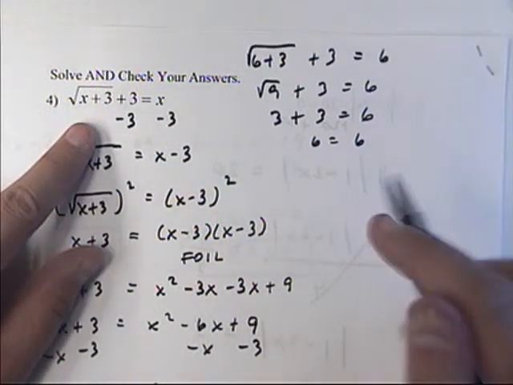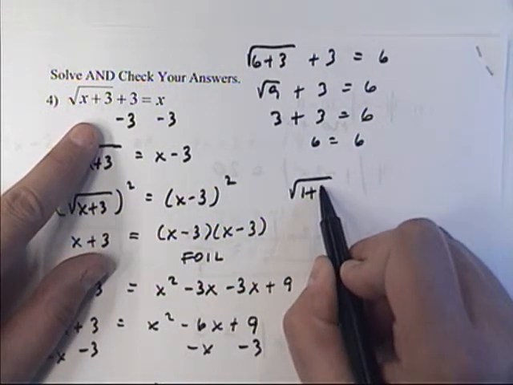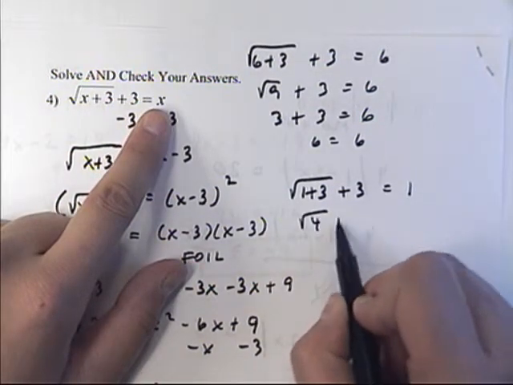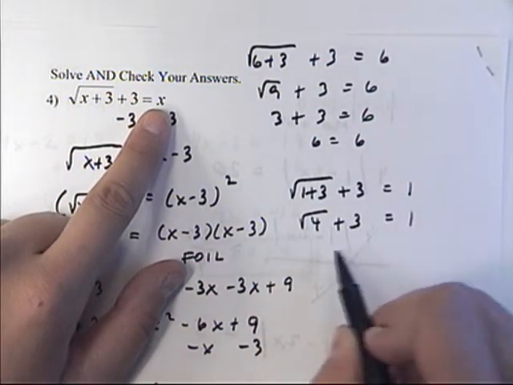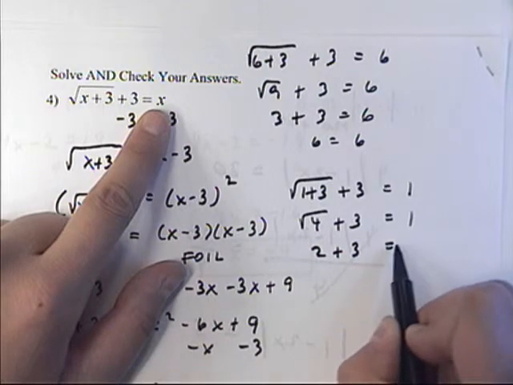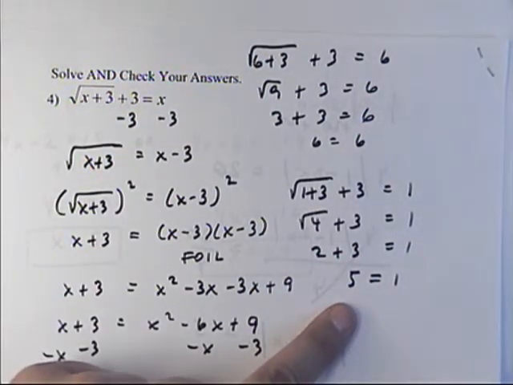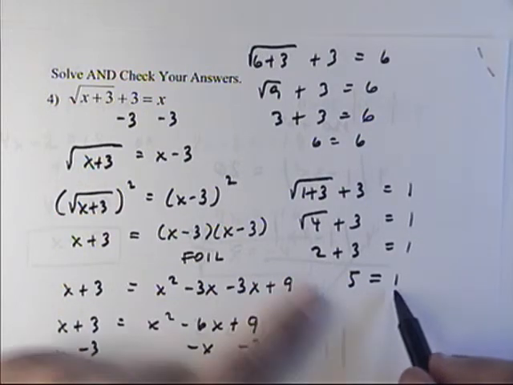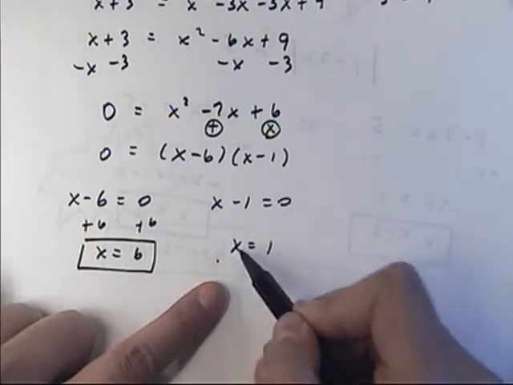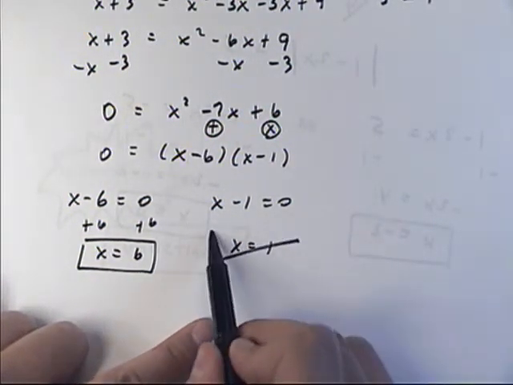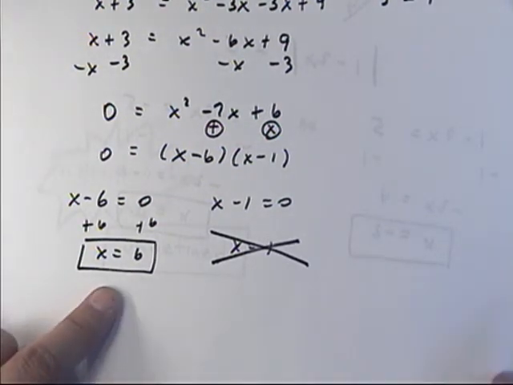Now let's try the number 1 and see what happens. You might be surprised. Taking the square root of 1 plus 3 equals 1. The square root of 4 is 2. 2 plus 3 is 5. Does 5 equal 1? No. That's false. So x equals 1 down here is not a valid answer, and only by checking that would we know. So I'm going to cross that off and only use x equals 6 as my answer.